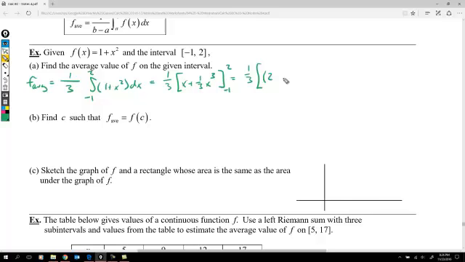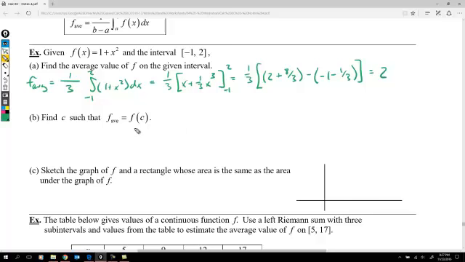So I'll have 2, and then what's that, 8/3, minus negative 1 minus 1/3. So I get 2. What this means is that 2 is the average value of my function between negative 1 and 2. So if I made a rectangle with a height of 2 and this width, then it would be a good thing.